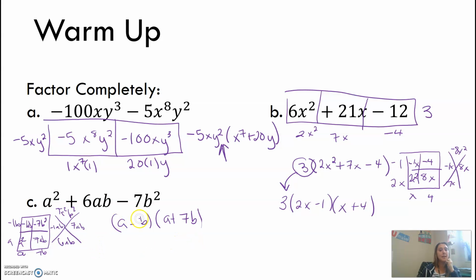a squared plus 6ab minus 7b squared. There was no GCF, so I went ahead and did box and diamond since it's a trinomial. And I got a squared times 7b squared, which gives me 7a squared b squared, and my middle term is 6ab. The factors of that were -1ab plus 7ab, and that got me to 6ab. I went ahead and factored it, and I ended up with a minus b times a plus 7b. So make sure you have parentheses around your factors that we're multiplying.